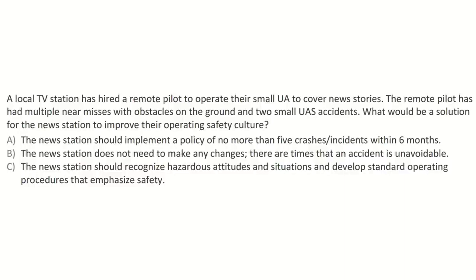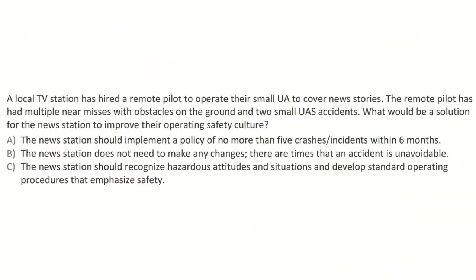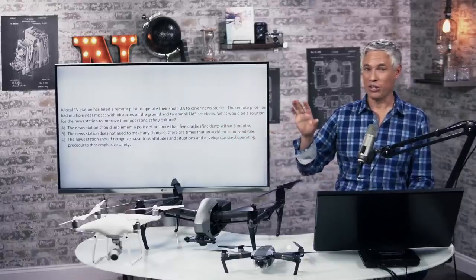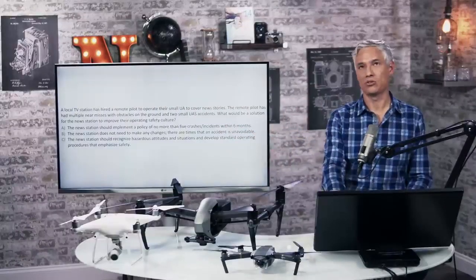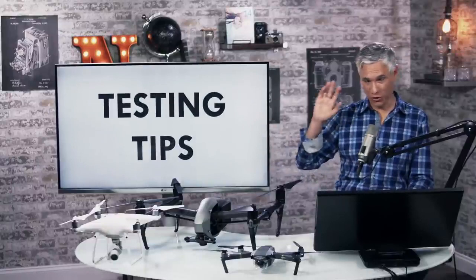You don't have to study this. It should be obvious to you if you have common sense. Is the answer the news station does not need to make changes, sometimes accidents are just unavoidable? No, of course not. The answer is the news station should recognize hazardous attitudes and situations and develop standard operating procedures that emphasize safety. Anybody could get that question right without knowing anything about the test if you just had some common sense. That wraps up my cram.